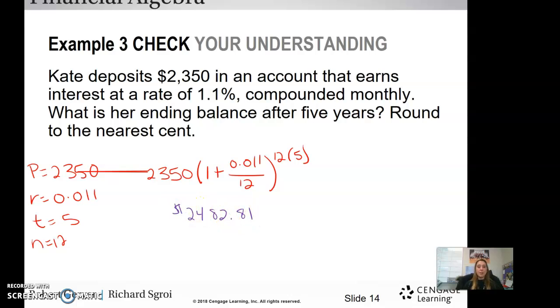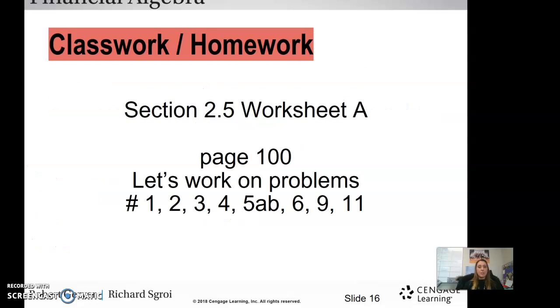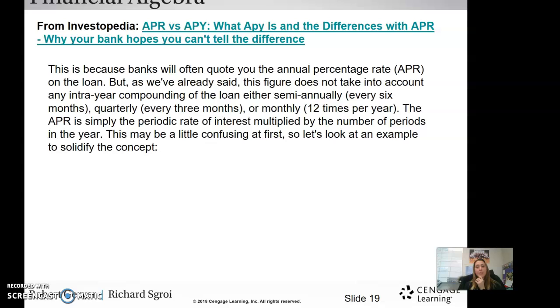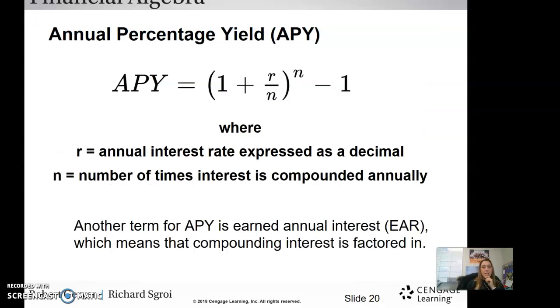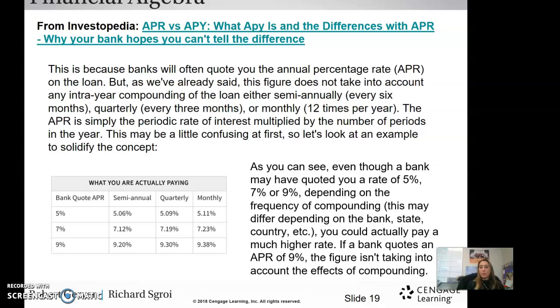Okay, so that was our last example for that. So we are going to skip that one. So now you should be able to do worksheet A with no problems. We are going to talk about APR versus APY, and those articles are posted in Google Classroom, so please read those. If you want to go through this, hit pause. This is something I will cover.